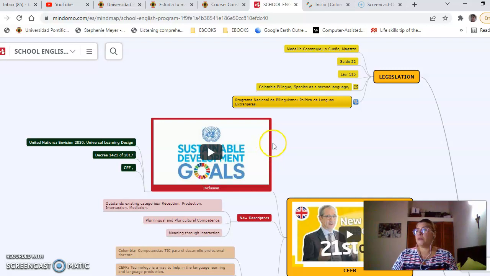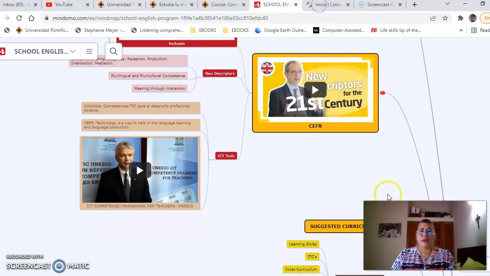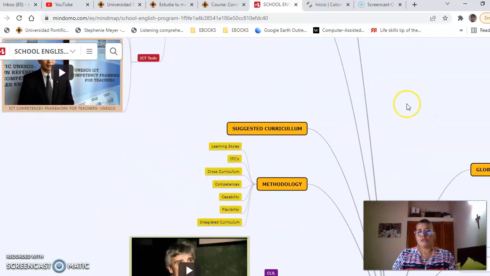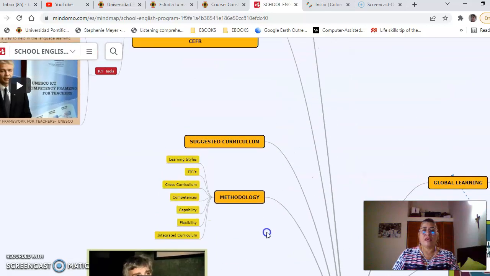is the sustainable goals. The 17 sustainable goals, which being part of the United Nations means that we have to work to fulfill the target goals. When we call ourselves that we are working for a bilingualism in our country, we have some things to take into account.